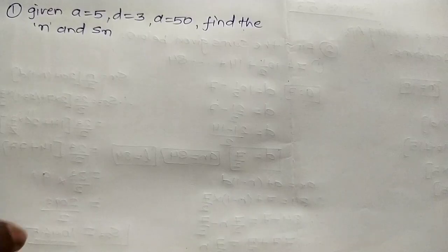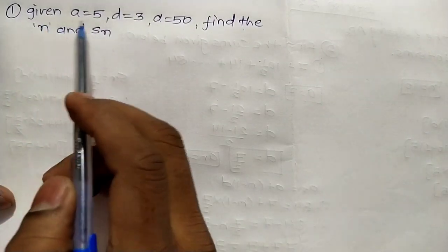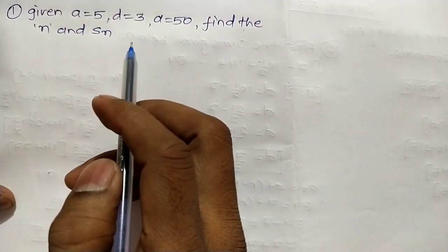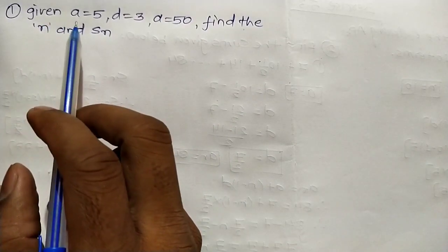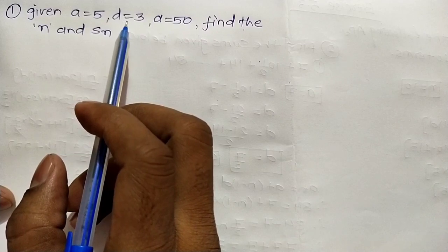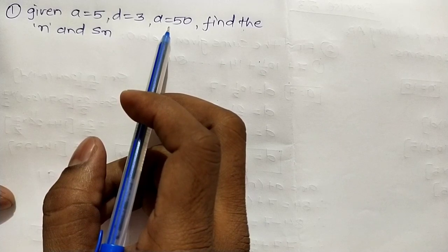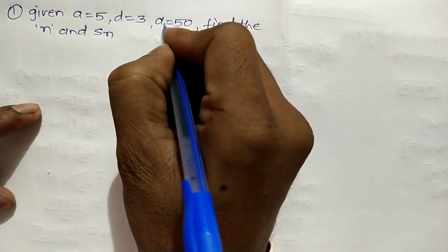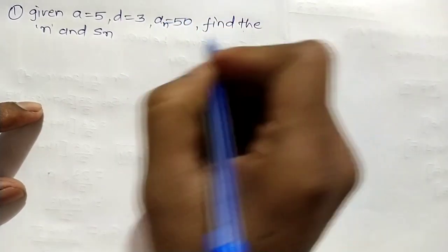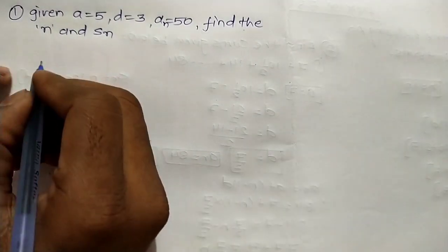Okay, so we take another example and solve. Now given a equal to 5, d equal to 3 and an equal to 50, find the n and Sn. Here the value of given a is 5, d is the difference 3, and an, here an equal to 50, then find out the n and Sn. Now we can solve. Let's start.